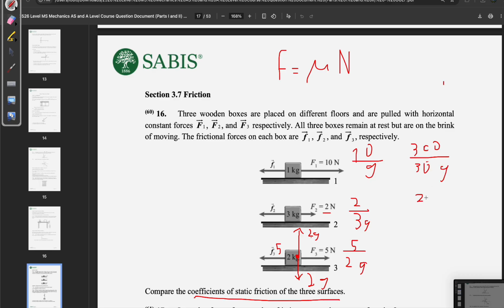Here it's going to be 20 over 30g. And then here it's going to be, wait, we're going to multiply up and down by 15, so 5 times 15 gives 75 over 30g. So this is the largest one, this is the second largest, this is the third largest.